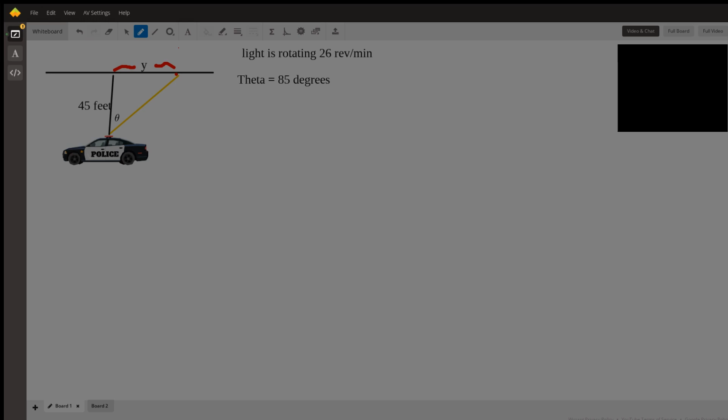The 26 revolutions per minute tells us something about the speed of the light rotating. But we're going to change the 26 revolutions per minute into degrees per minute so that we can use the 85 degrees that we're given. So let's keep in mind that one revolution is worth 360 degrees. And that value, 26 times 360, is what we're going to use to represent the change in theta as a function of time. You can see that the units are going to come out to be degrees per minute.